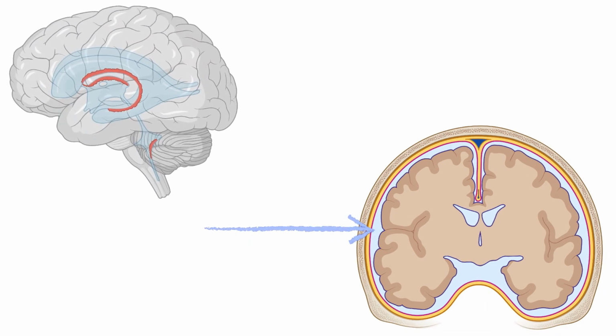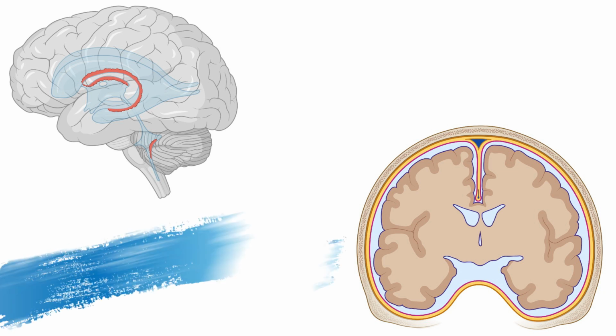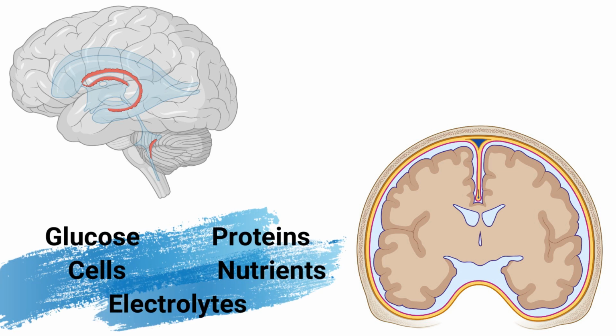In between the leptomeninges, there's a subarachnoid space which contains the cerebrospinal fluid. The normal amount of cerebrospinal fluid is around 150 milliliters, and it contains glucose, proteins, cells, nutrients, and electrolytes.